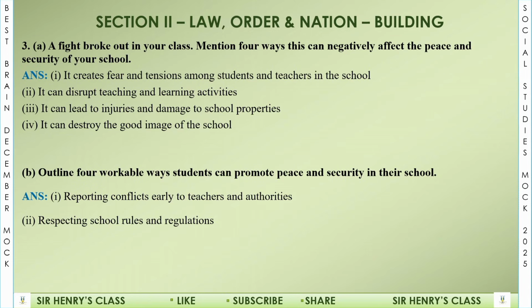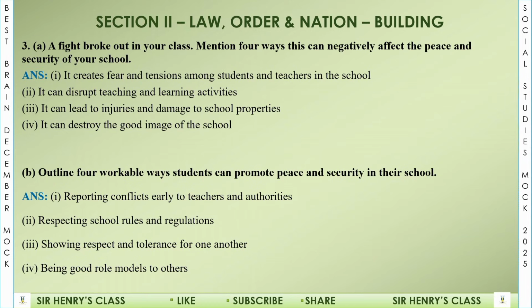It promotes orderliness and ensures that peace is maintained and there is an atmosphere that is positive and calm to encourage or to improve teaching and learning. Then 3 says showing respect and tolerance for one another. This will prevent conflict. When each accepts the views of others, it reduces unnecessary conflicts or tension. 4. Being good role models to others. So as students, we should lead good examples of good life to also have an impact on the lives of others. We should be good role models.